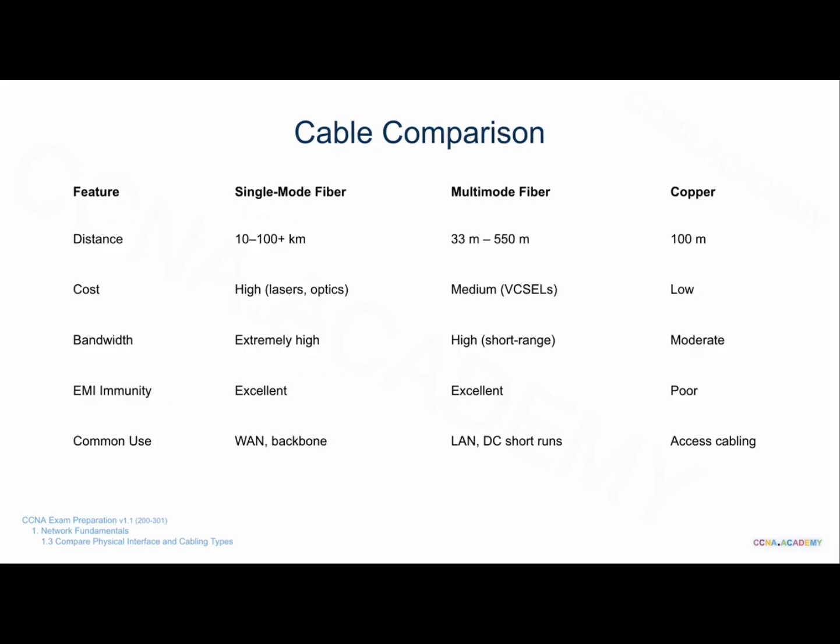Single mode supports the longest distances, up to hundreds of kilometers, but comes with higher costs due to laser optics. Multi-mode is more affordable and works well for shorter runs within LANs and data centers. Copper is the lowest cost and limited to 100 meters, but it's widely used for in-device access and supports power over Ethernet. Each medium balances distance, cost, and use cases differently, making the right choice critical for network design.